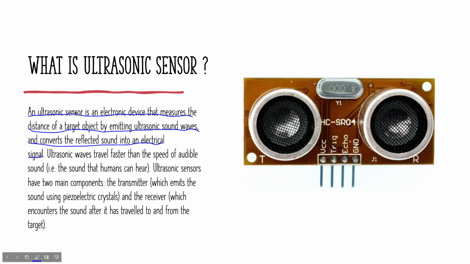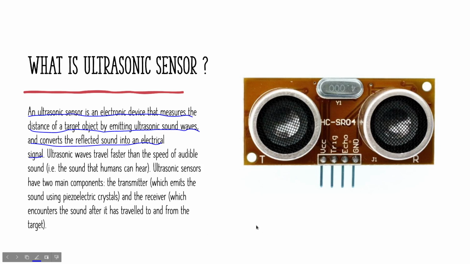Now, how does it do that? It does it by emitting or sending ultrasonic sound waves, the sound waves which humans cannot hear. And those waves are very fast, guys, faster than the sound which we hear. When the waves get reflected by the object and come to the receiver, according to the speed and time, it calculates the distance.